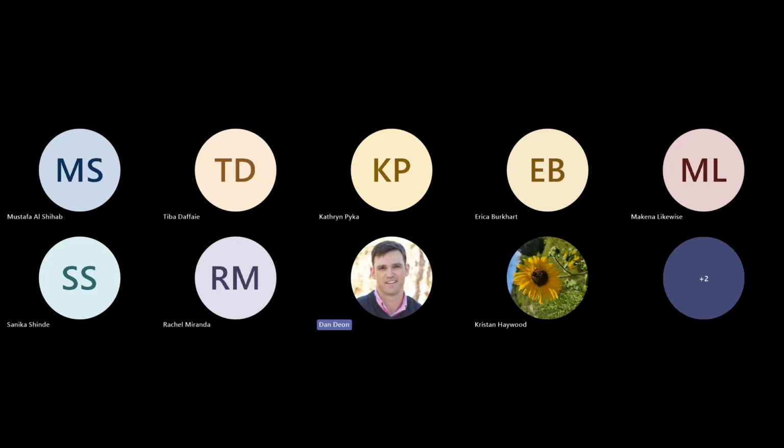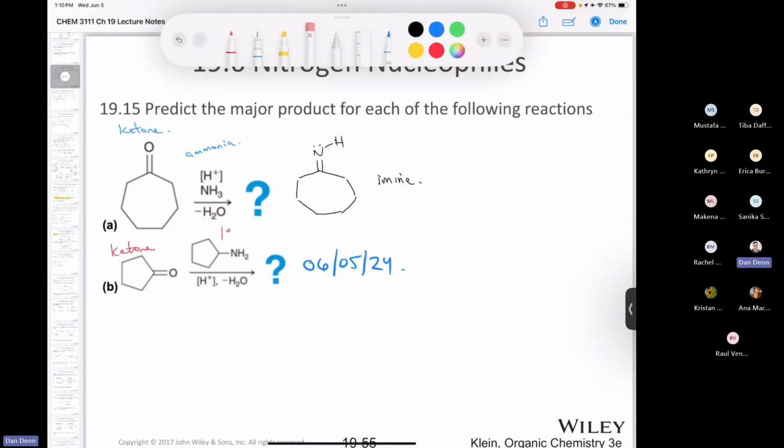All right, chemistry 3111. What I said was last class we would take a look at this problem here. Question 19.5b, which just says predict the major product for each of the following reactions. So here we have a reaction between a ketone and a primary amine.